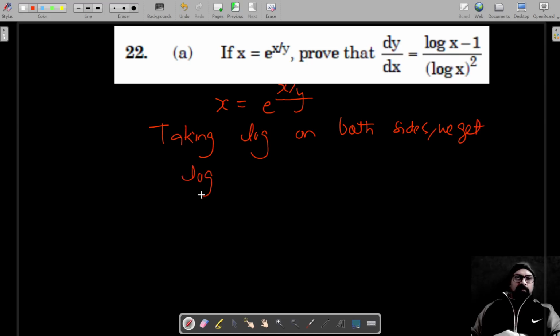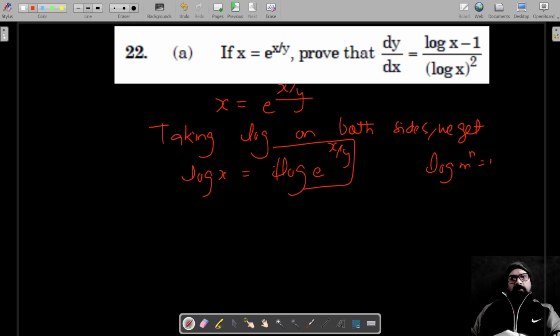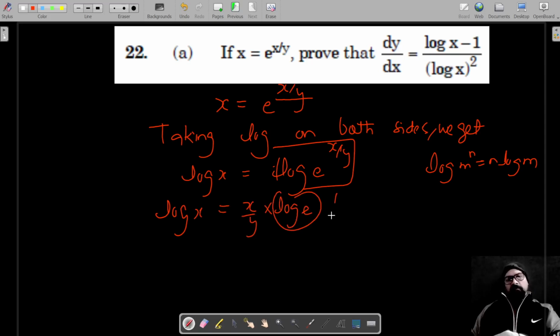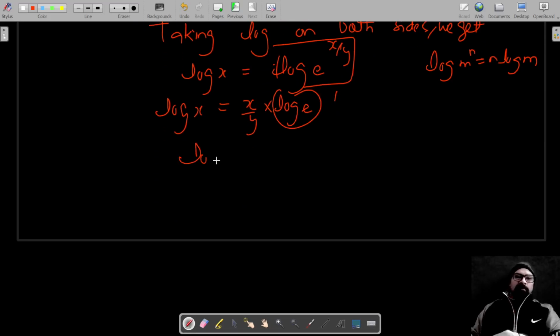So this is now log x, and this is equal to log e raised to the power x by y. So this is of the form log m raised to the power n, which is equal to n log m. So this becomes log x is equal to x by y into log e. So this is the natural log, which becomes 1. And finally, we have log x is equal to x by y.